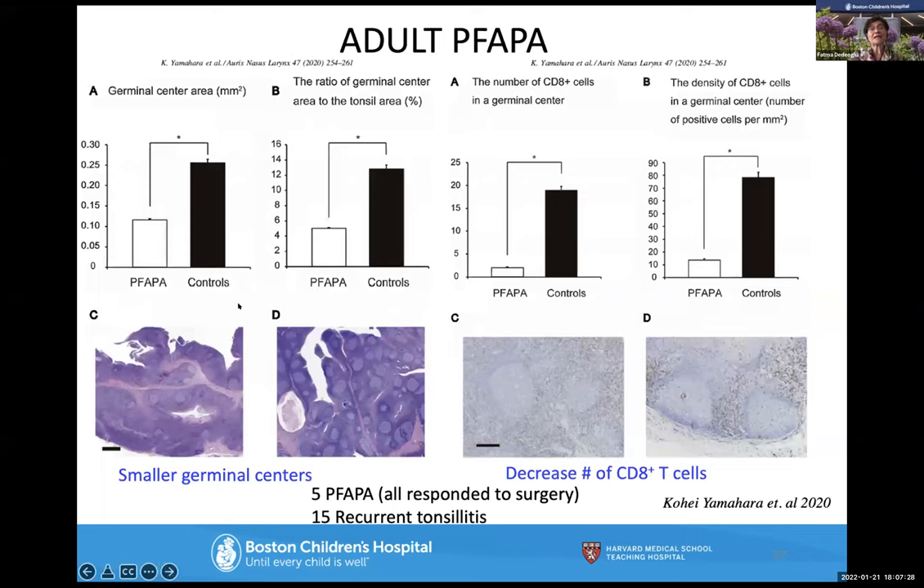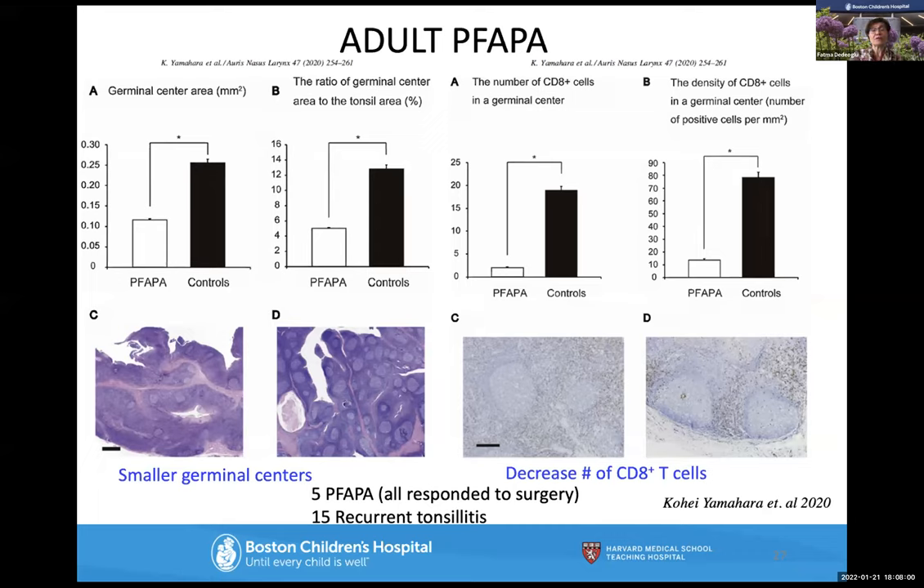But one thing that I found, this is a new article looking at adult PFAPA patients, and Dr. Manthiram and I actually had a study looking at the tonsillar tissue, she didn't show it here, that PFAPA patients' tonsils had smaller germinal centers, and the farther away from their episode, the size of the germinal center came close to normal or the control subjects.